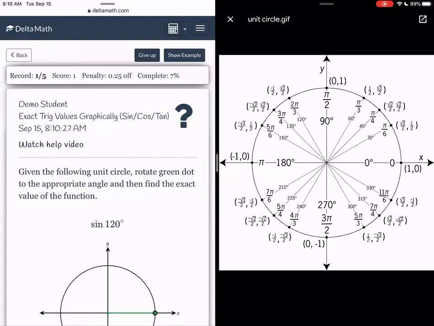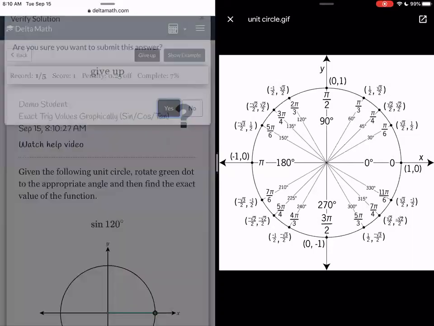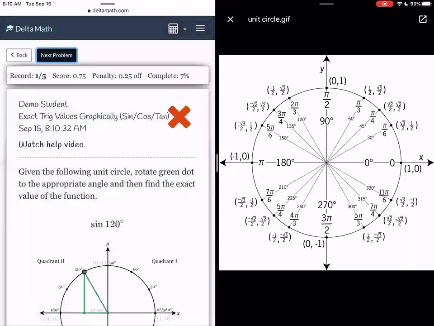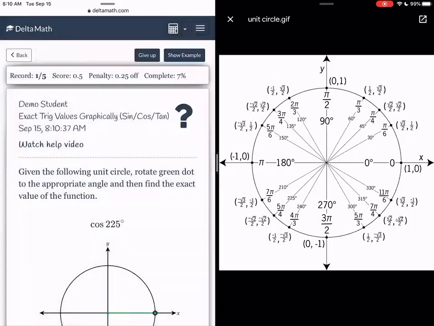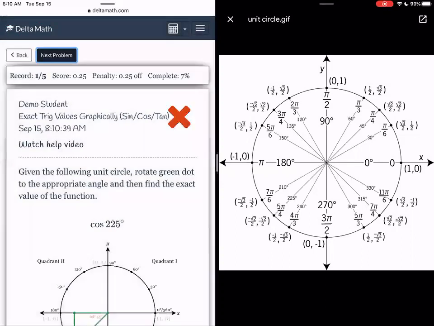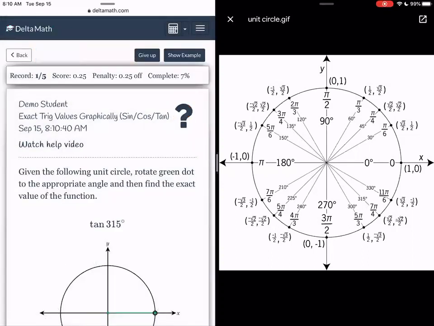Nope. Give up. Next problem. Nope, give up. Next problem. Okay, cool, here's a tangent.